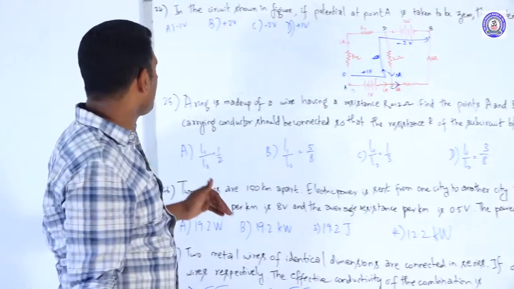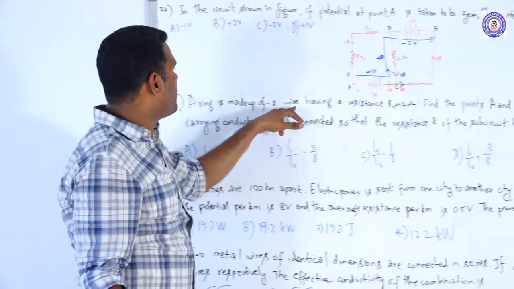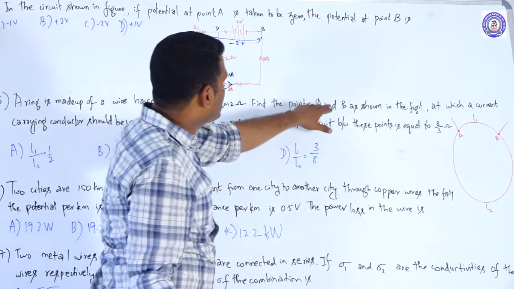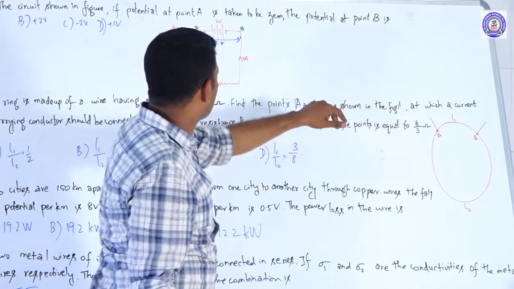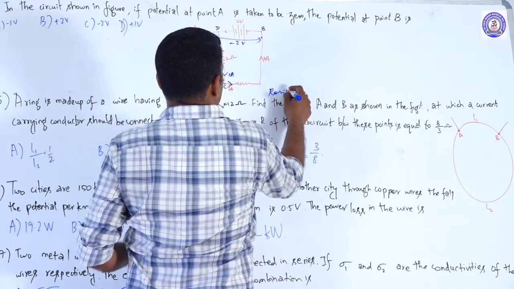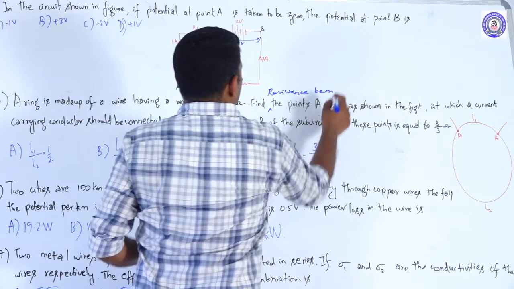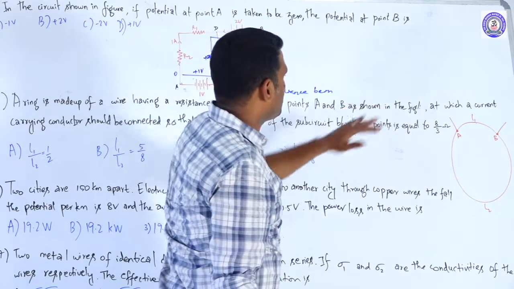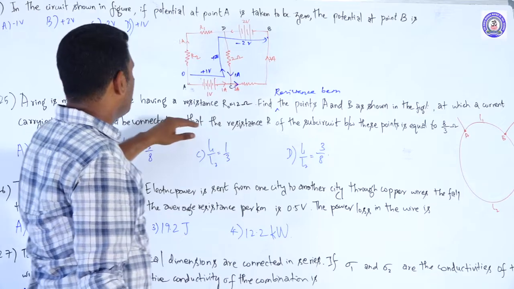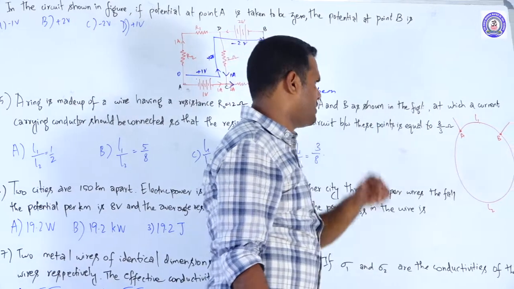Then question number 25. A ring is made up of a wire having a resistance R0 equals 12 ohm. Find the points A and B as shown in the figure, at which a current carrying conductor should be connected so that the resistance R of the sub-circuit between these points is equal to 8 by 3.